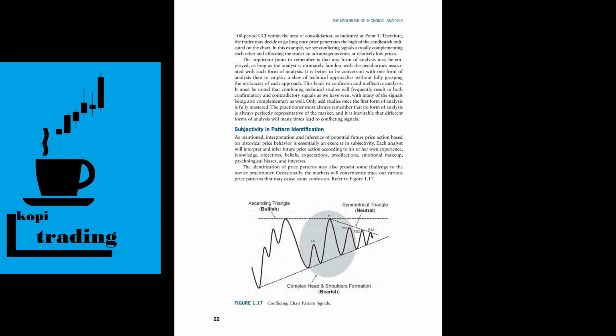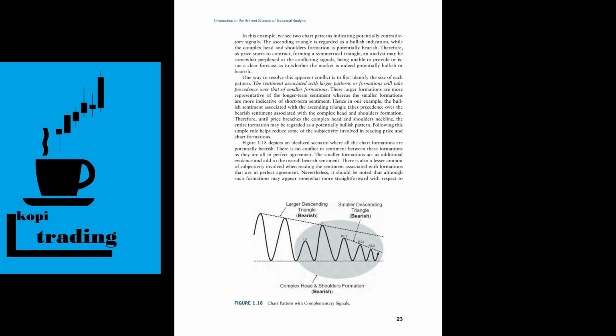Refer to Figure 1.17, Conflicting Chart Pattern Signals. In this example, we see two chart patterns indicating potentially contradictory signals. The ascending triangle is regarded as a bullish indication, while the complex head and shoulders formation is potentially bearish. Therefore, as price starts to contract, forming a symmetrical triangle, an analyst may be somewhat perplexed at the conflicting signals, being unable to issue a clear forecast as to whether the market is indeed potentially bullish or bearish.